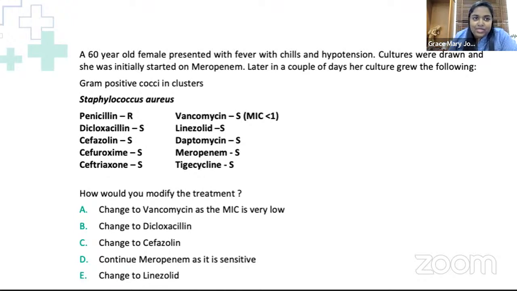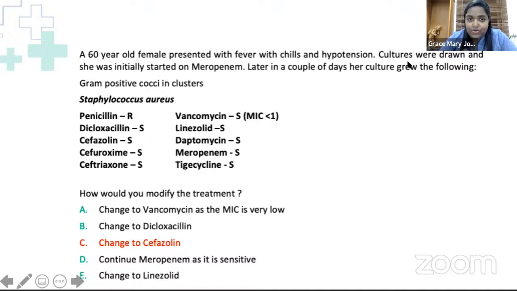All right. Because we are running short of time, I'll just proceed with the answer. It is C. You change to cefazolin. Now, I want to spend a couple of minutes on this question, because you could have changed to dicloxacillin, right? Because for MSSA, the drug of choice usually is dicloxacillin, or your penicillinase-resistant penicillins, but you have chosen a cephalosporin. Why?